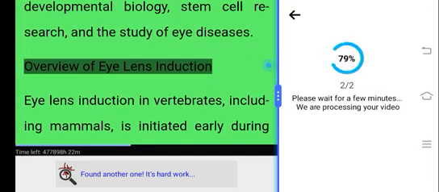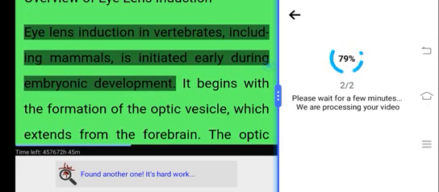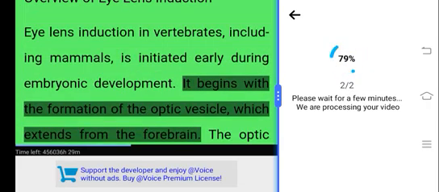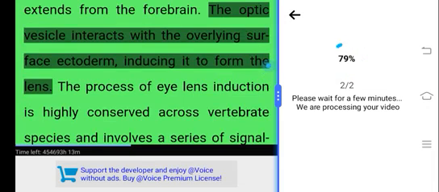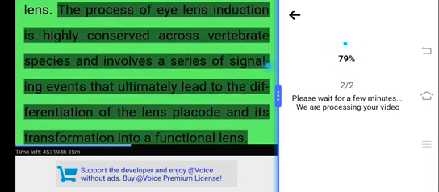Overview of eye lens induction. Lens induction in vertebrates, including mammals, is initiated early during embryonic development. It begins with the formation of the optic vesicle, which extends from the forebrain. The optic vesicle interacts with the overlying surface ectoderm, inducing it to form the lens. The process of lens induction is highly conserved across vertebrate species and involves a series of signaling events that ultimately lead to the differentiation of the lens placode and its transformation into a functional lens.